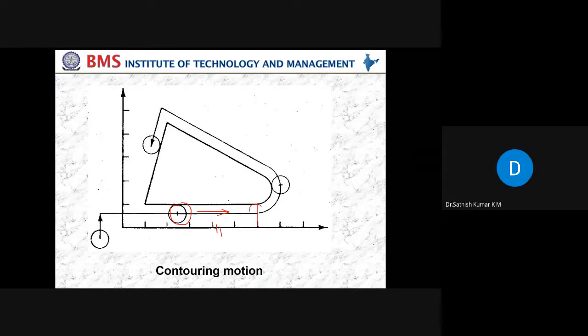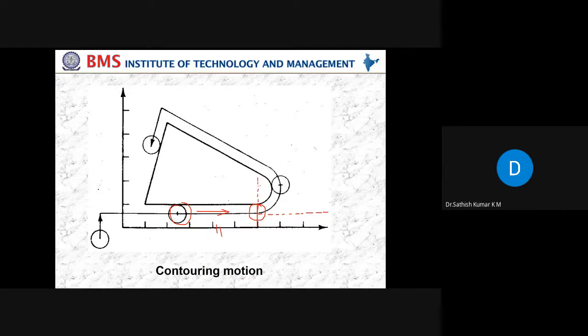Now the tool has reached this particular point. Now from here to here, I want to move. If I want to move from here to here, if I use straight cut motion, the movement is going to be like this. Or if I use the other motion, the movement is going to be vertically like this.